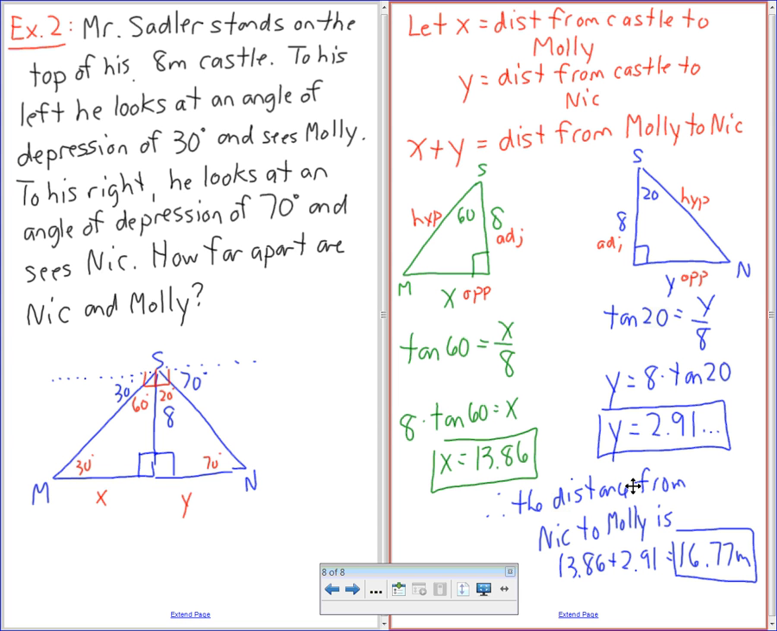Wait, I have a good question. Why is x the distance from the castle to the ball? So what I'm just thinking is, the problem is I want to find this entire distance, right? But I can't do that directly. So it's the distance from the bottom of the castle to Molly. I need the bottom of the castle to Molly.